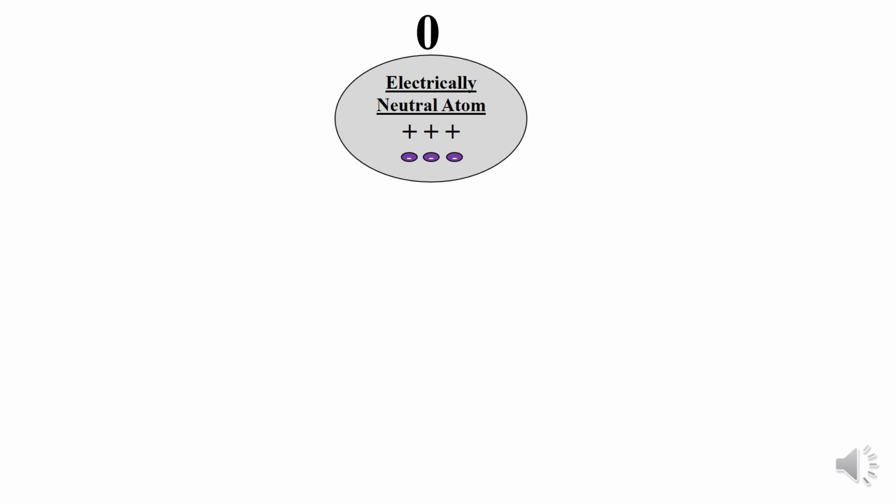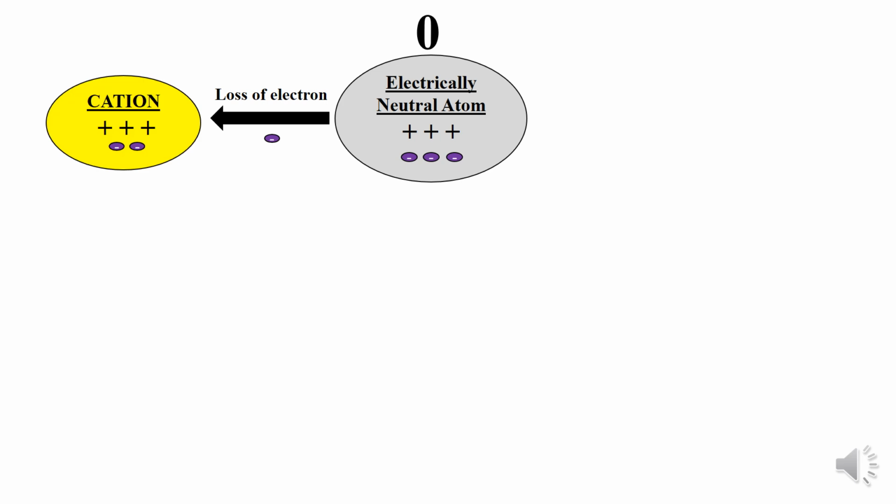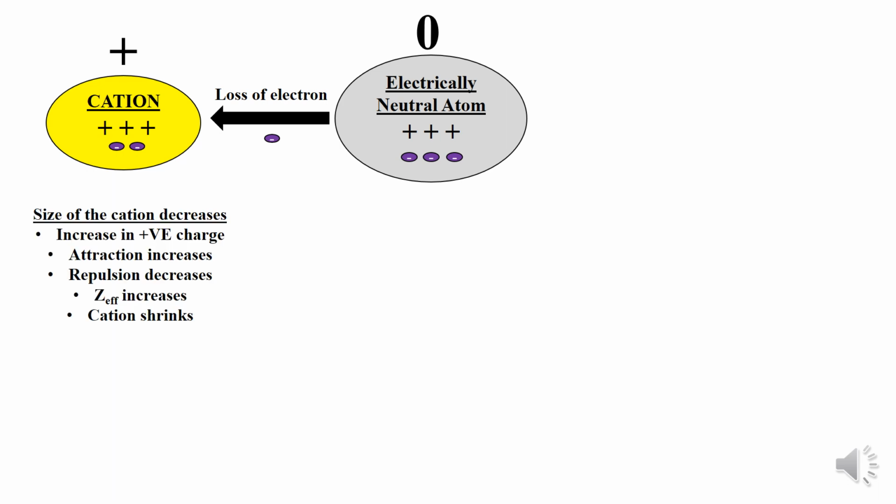And when this neutral atom loses an electron, a cation is generated, and you can see the number of electrons is reduced by 1. The total number of protons is 3, while the number of electrons is 2. And as a result, the size of the cation decreases.